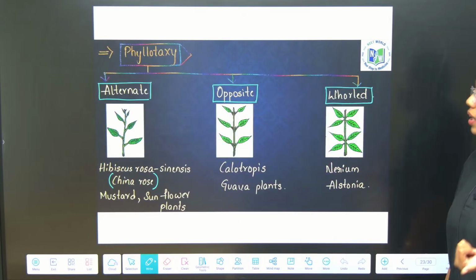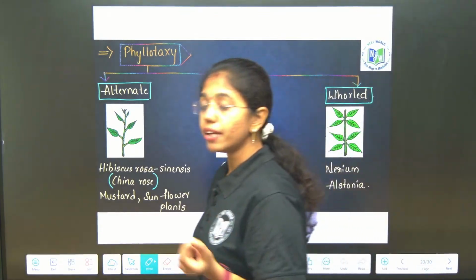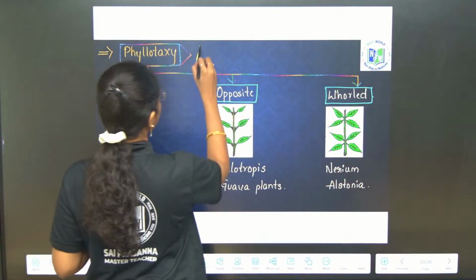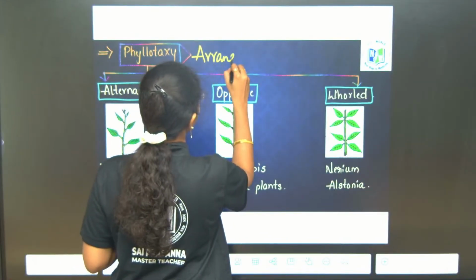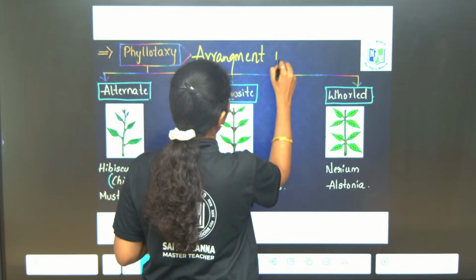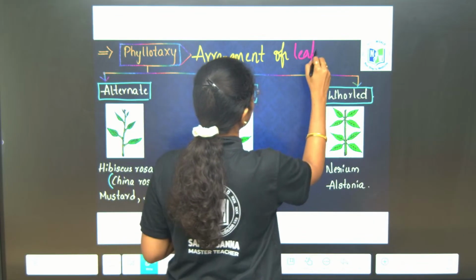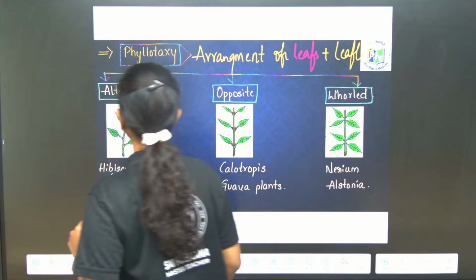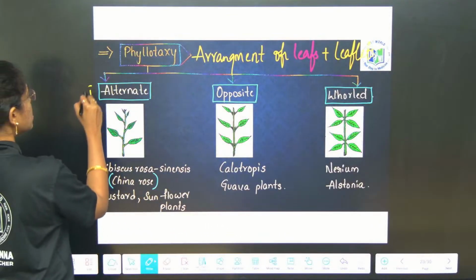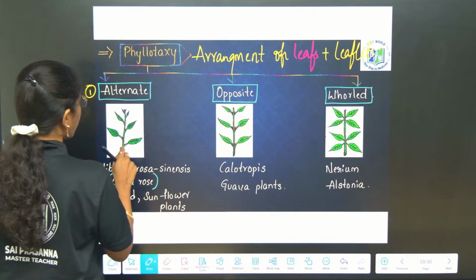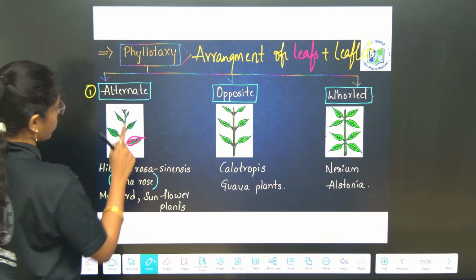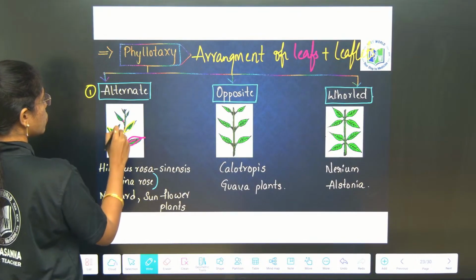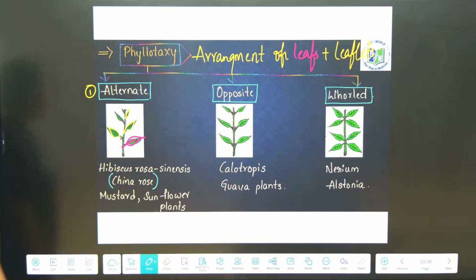Now phyllotaxy. What is phyllotaxy? The arrangement of leaves and leaflets on the stem is called phyllotaxy. As such, the first type is alternate phyllotaxy, where from a single node a single leaf arises.